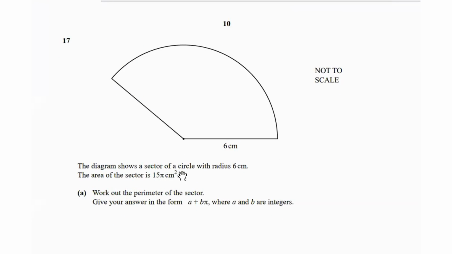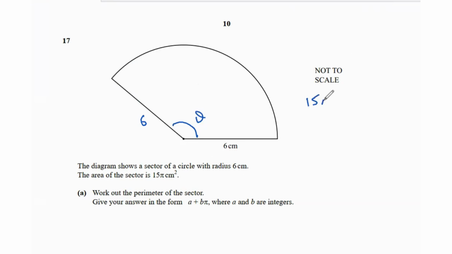Then it says the diagram shows a sector of a circle with radius 6 centimeters. The area of the sector is 15 pi centimeters squared. Work out the perimeter of the sector, giving your answer in the form a plus b pi, where a and b are integers. So they've given us the area, they've given us the radius. We need to find this angle. So using the area of a sector formula, I'm going to figure out the angle first.